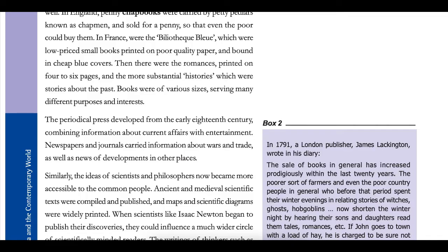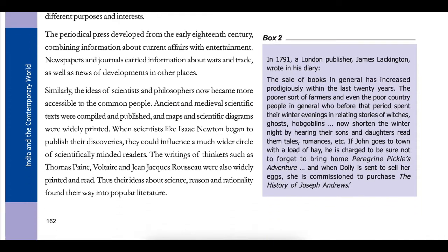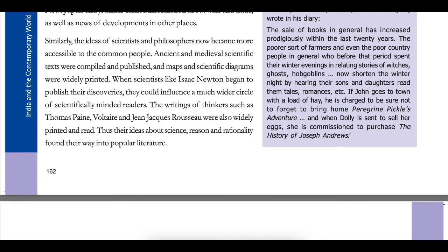The periodical press developed from the early 18th century, combining information about current affairs with entertainment. Newspapers and journals carried information about wars and trade, as well as news of developments in other places. Similarly, the ideas of scientists and philosophers now became more accessible to the common people. Ancient and medieval scientific texts were compiled and published, and maps and scientific diagrams were widely printed. When scientists like Isaac Newton began to publish their discoveries, they could influence a much wider circle of scientifically minded readers. Thinkers such as Thomas Paine, Voltaire, and Jean Jacques Rousseau were also widely printed and read. Thus, their ideas about science, reason, and rationality found their way into popular literature.